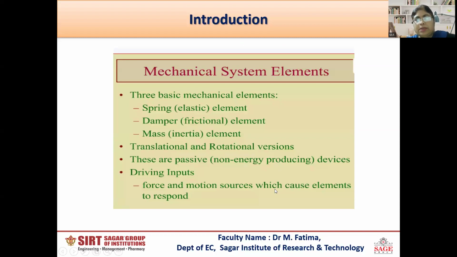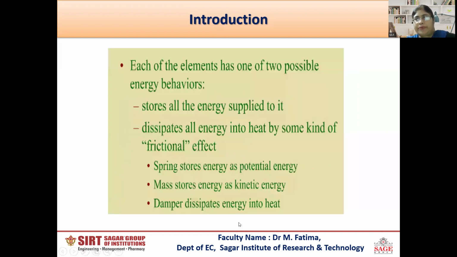The mechanical system, before moving to the modeling, first we need to know what elements are required in the mechanical system. The three basic mechanical elements are spring, damper, and mass. There are two types of mechanical system, translational and rotational. And the inputs given to these systems are force and motion, which cause the elements to respond.